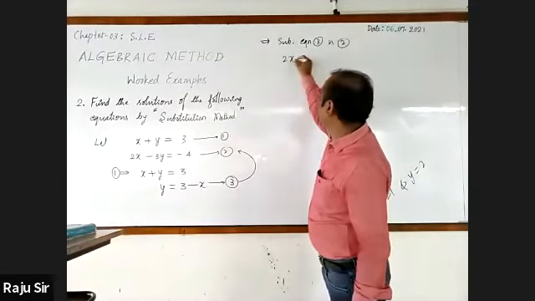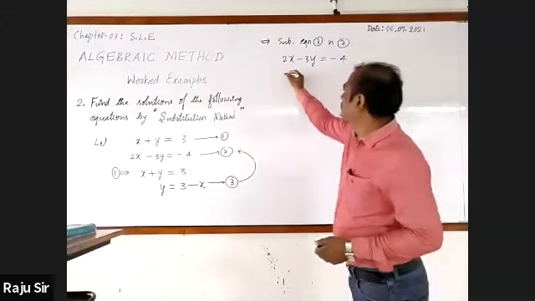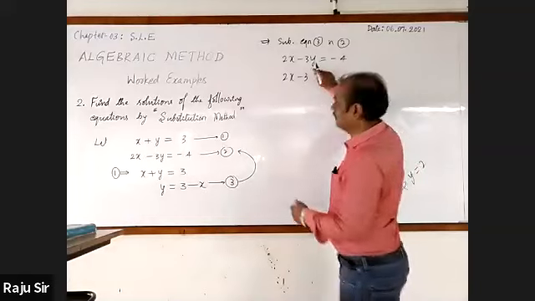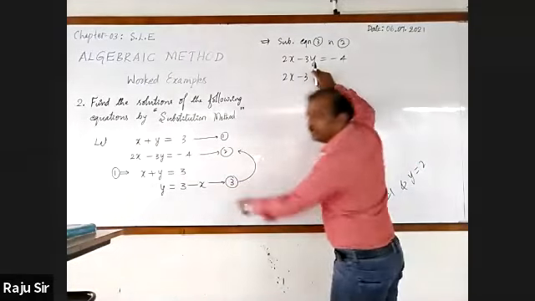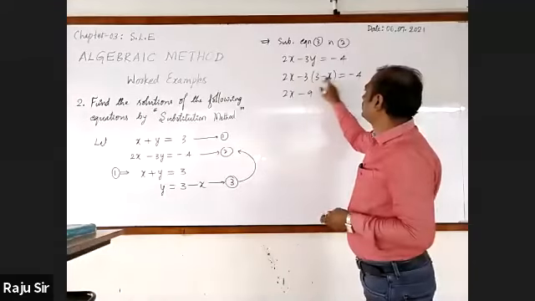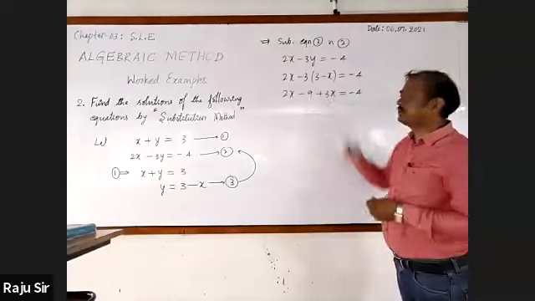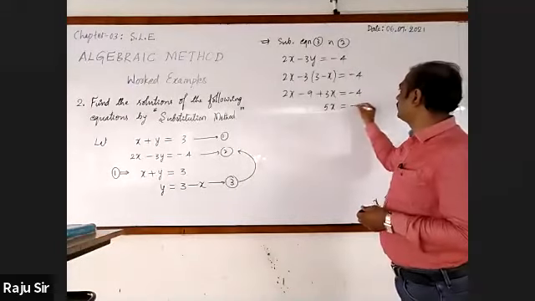The second equation is 2x minus 3y equal to minus 4. Next, this is 2x minus 3 times y. What is y? It is 3 minus x. So 2x minus 3 times (3 minus x) is equal to minus 4. Multiply minus 3 with both terms: minus 3 times 3 is minus 9, minus 3 times minus x is plus 3x. So 2x minus 9 plus 3x is equal to minus 4. What is 2x plus 3x? 5x.